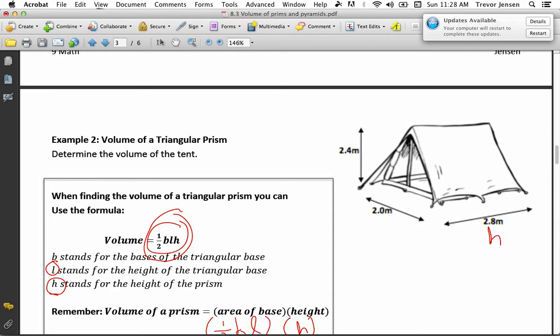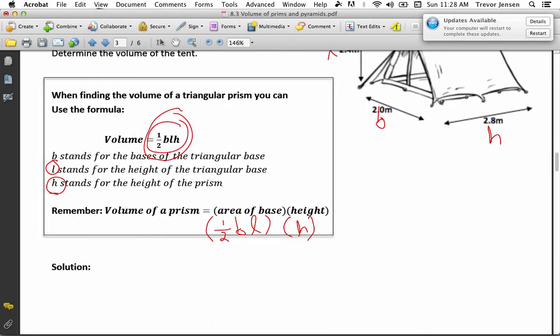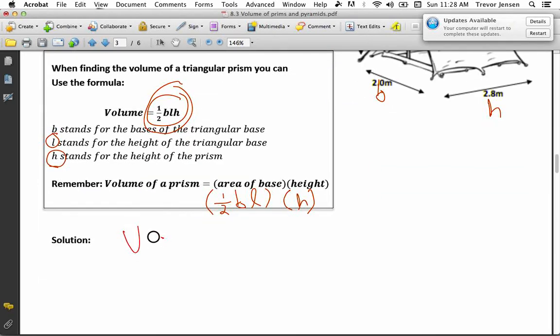Now I know the b represents the base length of my triangular base. That's this here. And I'm using L to represent the height of my triangular base. That is this right here. That gives me this height right here. So I'm going to use the letter L to represent that. Now all I need to do is plug that into my formula of volume equals a half.